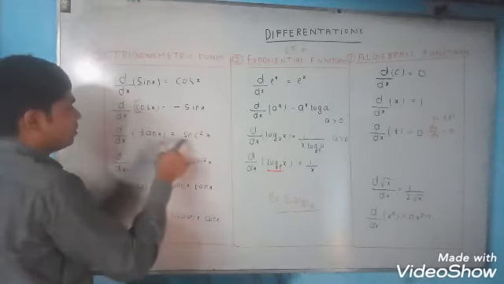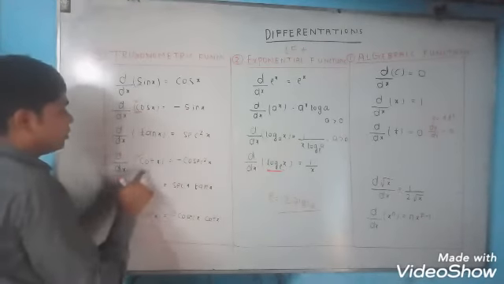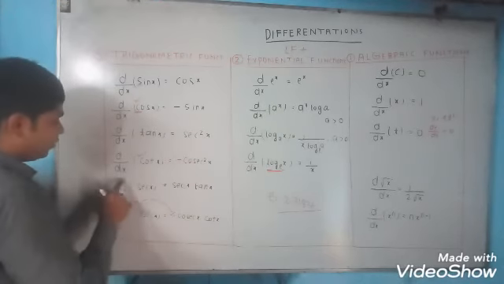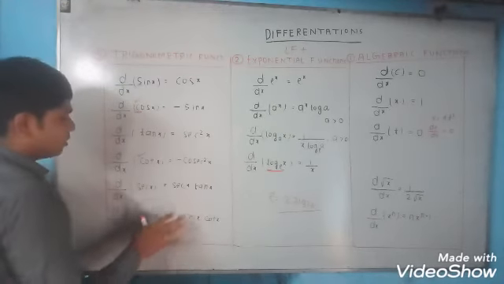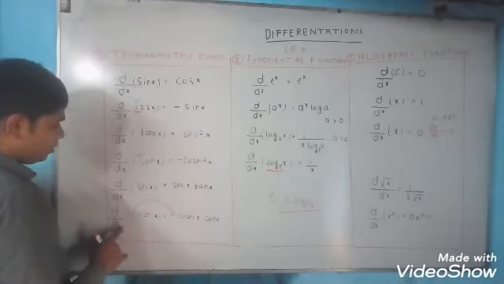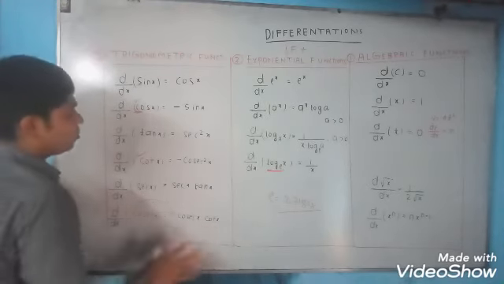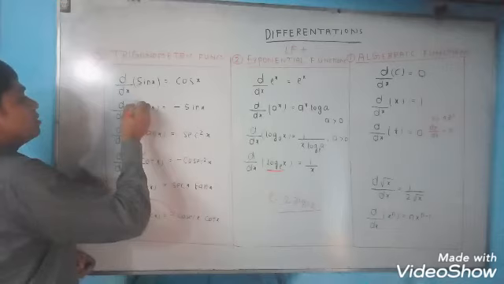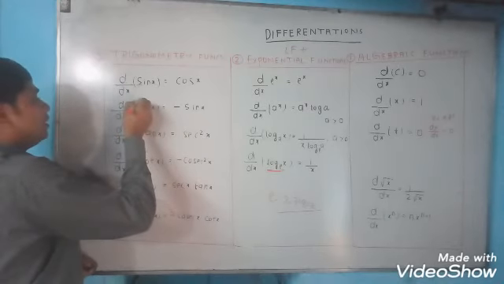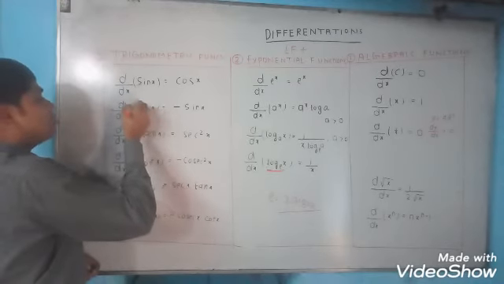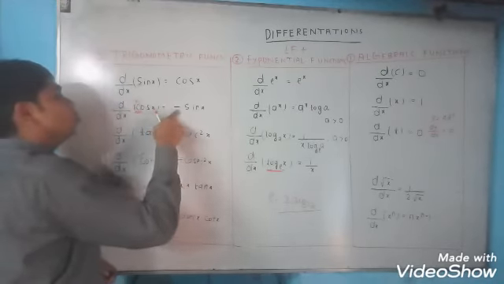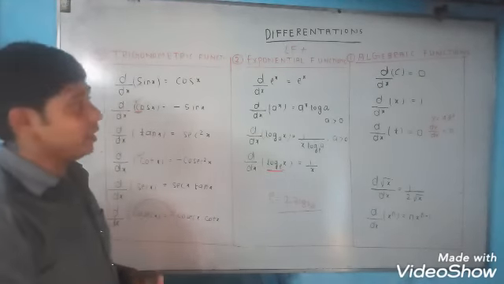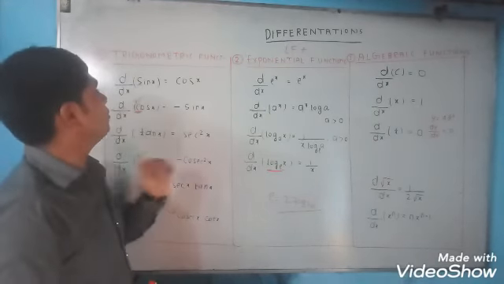Differentiation of tan x equals sec square x. Differentiation of cot x equals minus cosec square x, and differentiation of sec x equals sec x into tan x, and differentiation of cosec x equals minus cosec x into cot x. Very important part: if we differentiate any trigonometric term that starts with C, then you should place a minus. Okay. Next, inverse trigonometric functions.